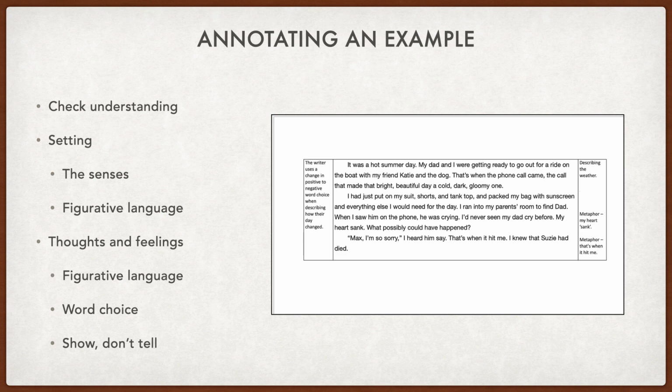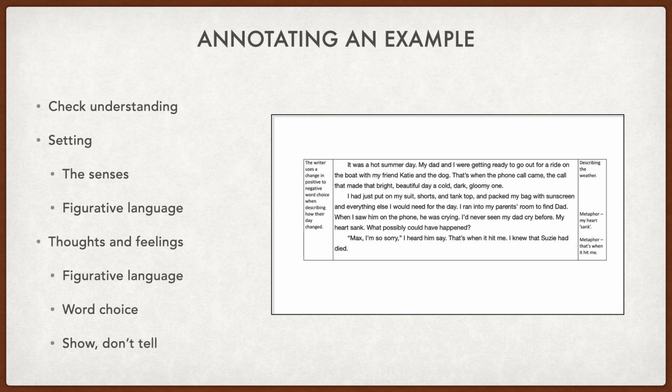What you'll notice in this really small excerpt of a piece of personal writing, which is what you're going to go on to do, is that it's in a little table there, and at either side there are some notes. So the fact that the person chose to describe the setting at the start, that's been noted. The fact that they talk about the call that made the bright, beautiful day a cold, dark, gloomy one has been noted. Think about word choice, and they sort of change from positive to negative word choice. A couple of metaphors that have been discovered have been noted down as well.